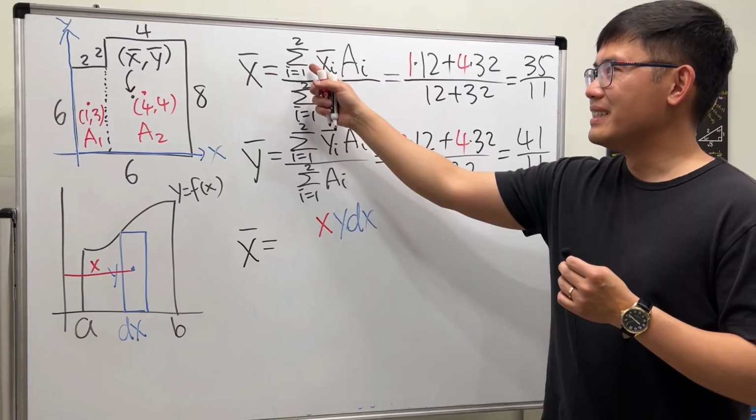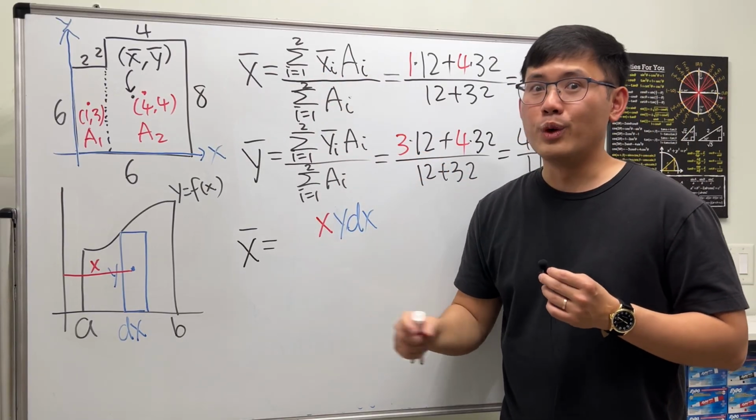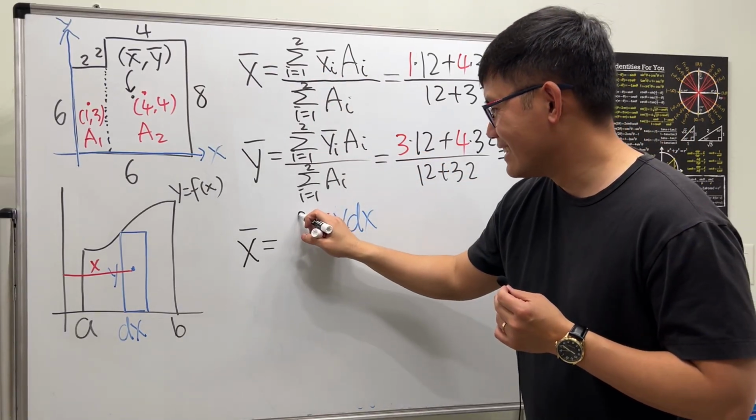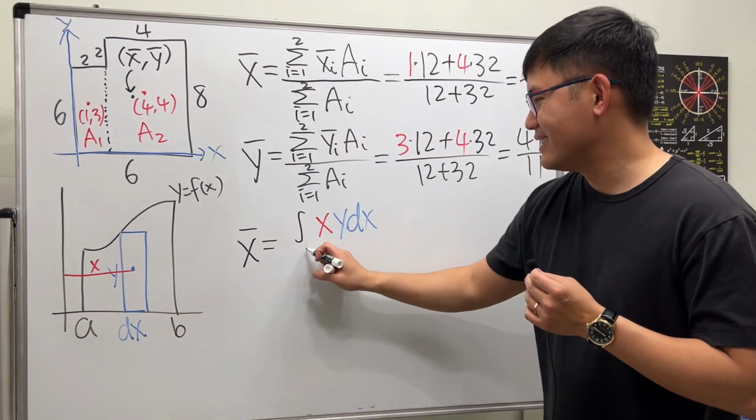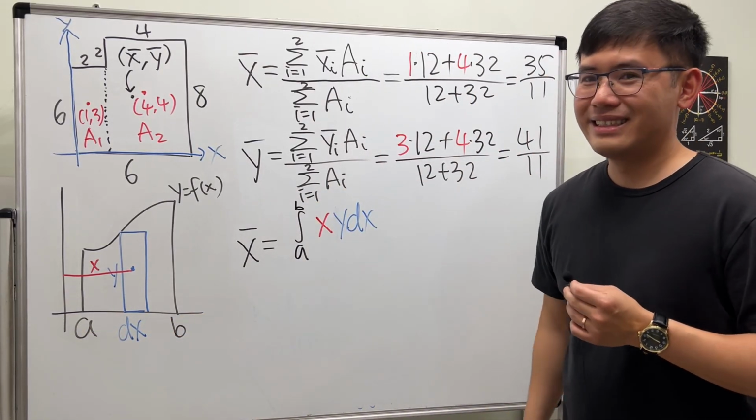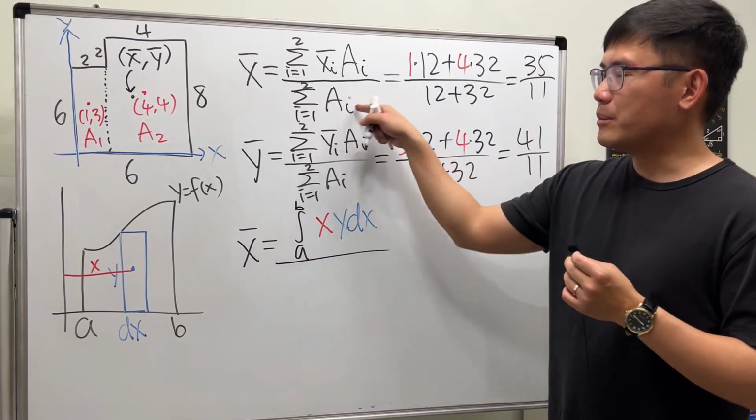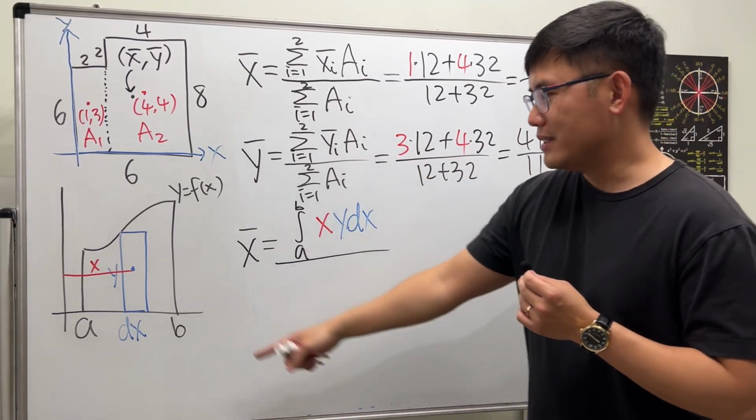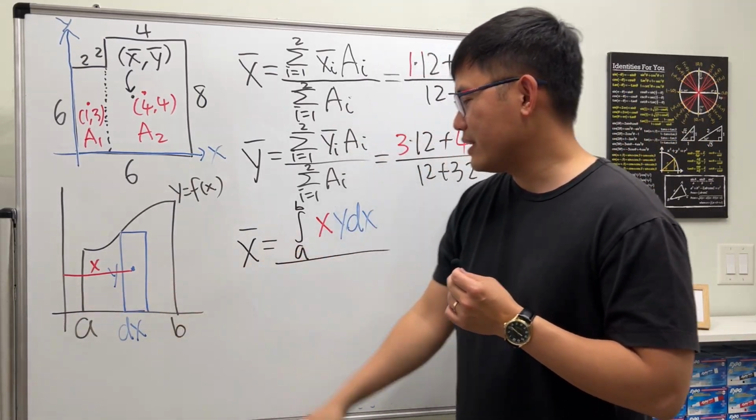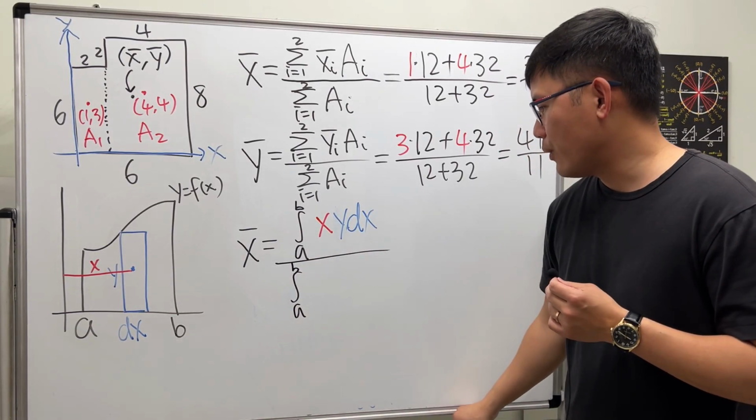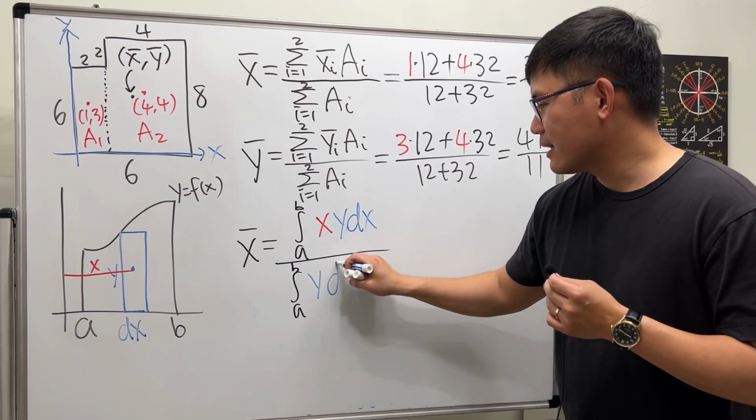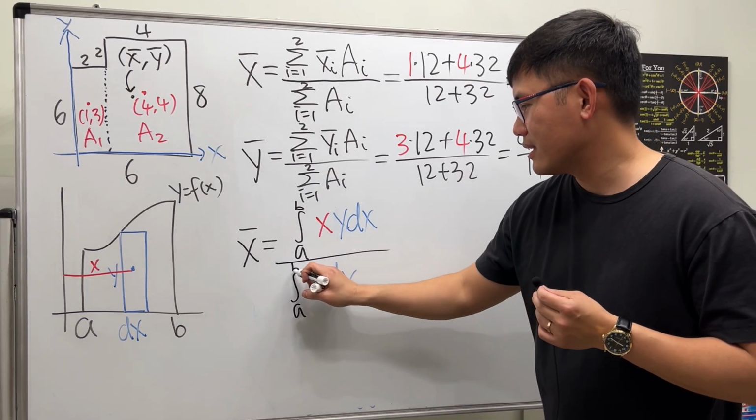And then the summation earlier, right now it will be the integration. Yes, integration, and because we are in the x world, we go from a to b. Over the sum of all the areas. In this case, it will be the area of the region, and of course, it's just the integral a to b of our y times dx expression.